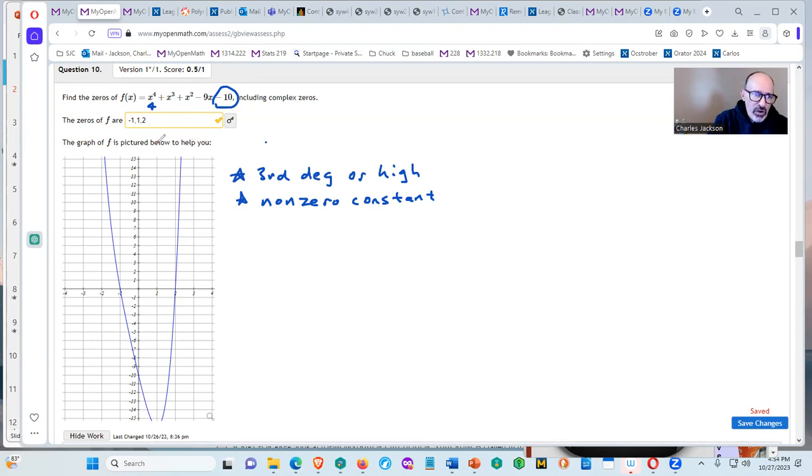Now, on what we did, when it became second degree and we went to quadratic formula, now it's less than third degree, and factoring is allowed. So does that kind of make sense on when factoring is allowed and when it's not allowed?